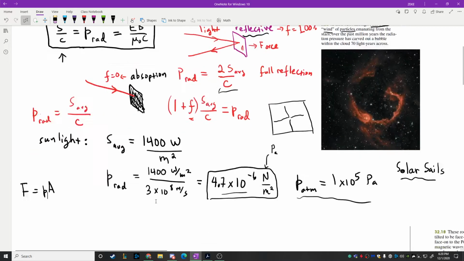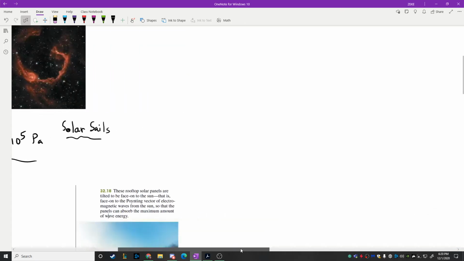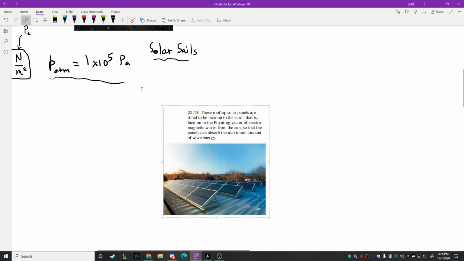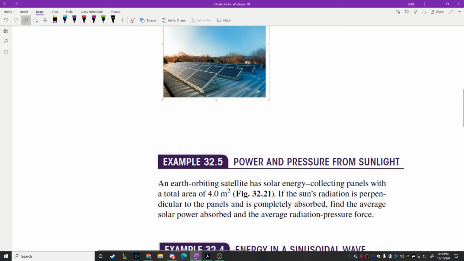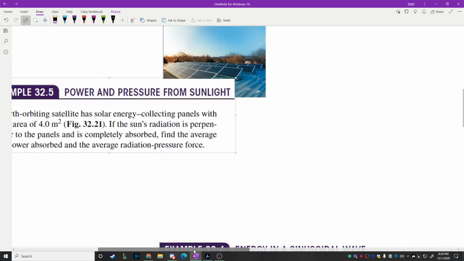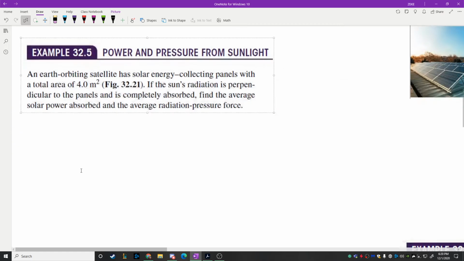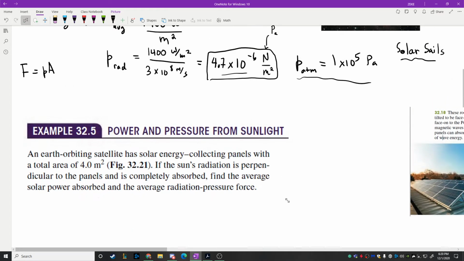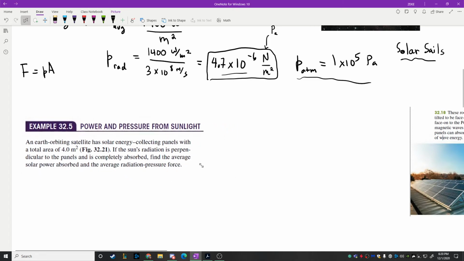All right, so this is a picture of just solar panels, because part of the idea of the Poynting vector is that we could absorb the energy with solar panels. But let's do a quick problem here, and then we're going to go into some vector calculus and talk about Maxwell's equations.